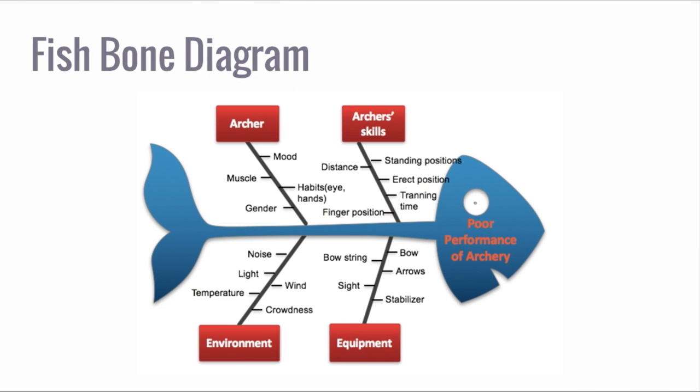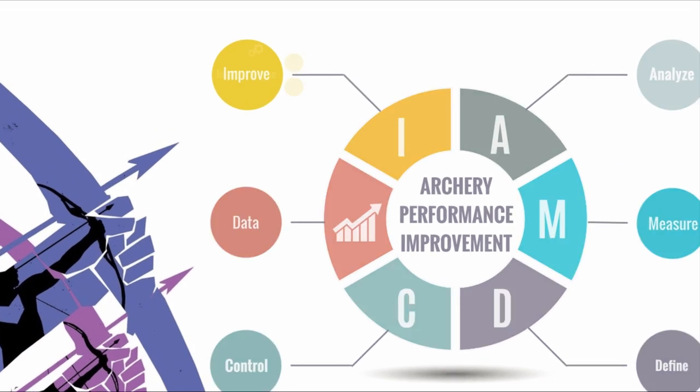After brainstorming, we identified all the possible causes as shown in the fishbone diagram. We divide all the causes mainly into groups: archer skills, equipment, and environment.